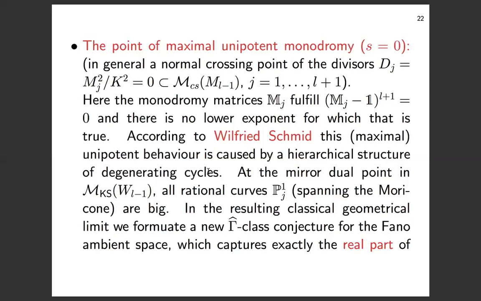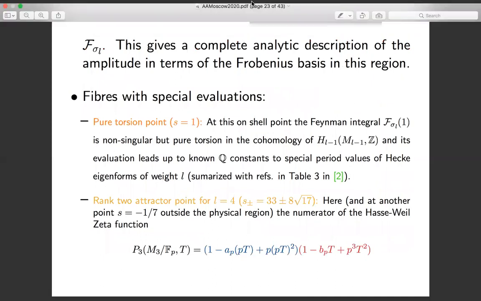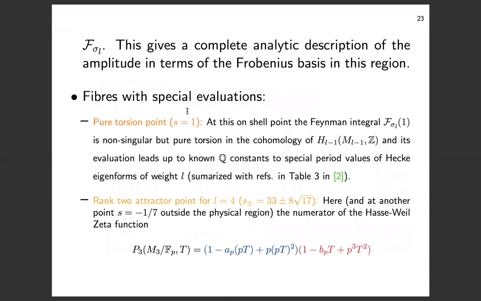And if you look at the picture that I first showed you, the masses correspond exactly to these rational curves that are in the ambient space. And one of the nice results that we have is that we can also formulate a new gamma class conjecture, which is related to the Fano variety in which this Calabi-Yau is embedded, and that captures the full Feynman graph. So I don't know how much time I should use, because I'm running a little late, actually.